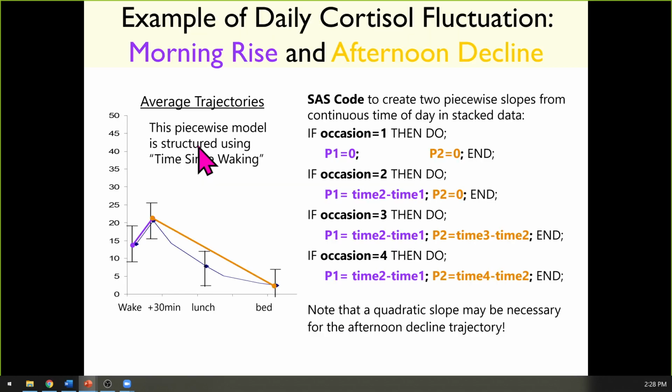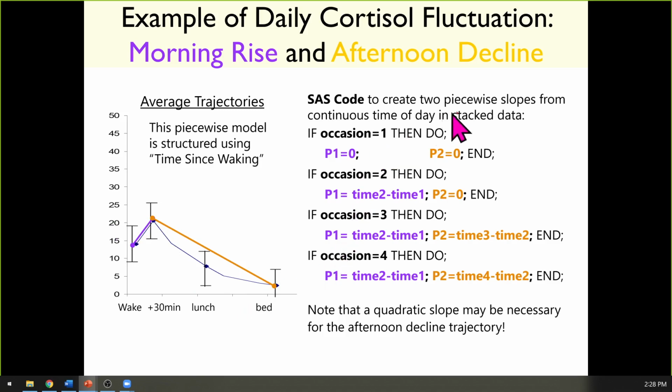So here's another example, cortisol. Remember I told you I was a real life psychologist. I have a PhD in everything. I know about cortisol that it increases from when you wake up in the morning to 30 minutes later, which is a term that the people that I stole these data from called the morning rise, and then decreases throughout the day and into an afternoon decline.